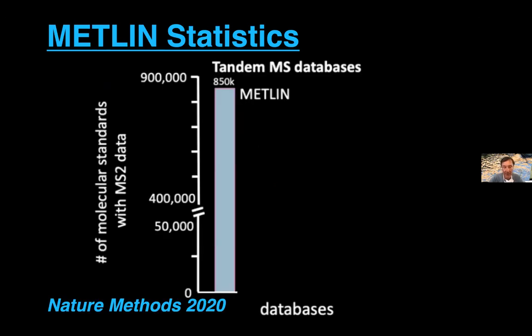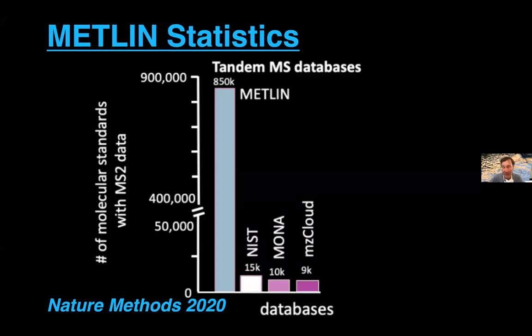For comparison purposes, this was published last year, so I'm sure there's been some growth in the database since then, but this just gives you a sense for where METLIN stands with respect to the other databases that have standard-based MS/MS data. So obviously we're at a fairly nice size right now, but there really is tons of room to grow, and that's what we're trying to do right now.